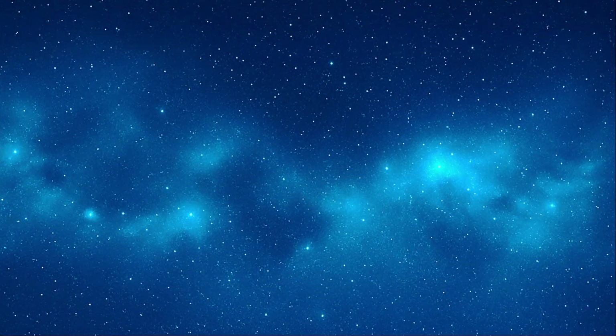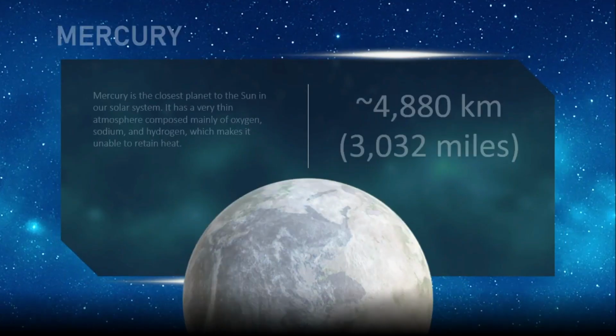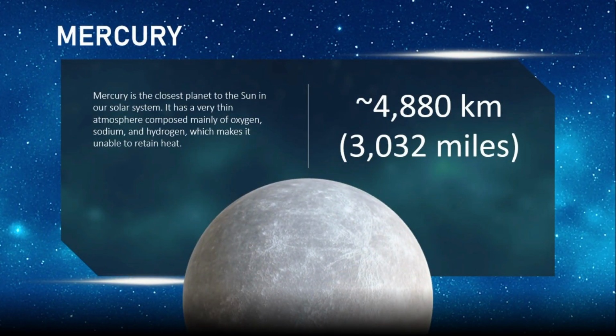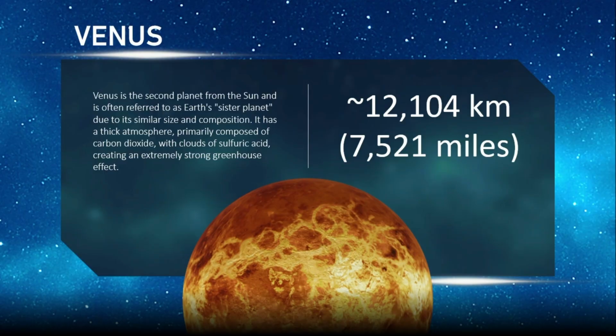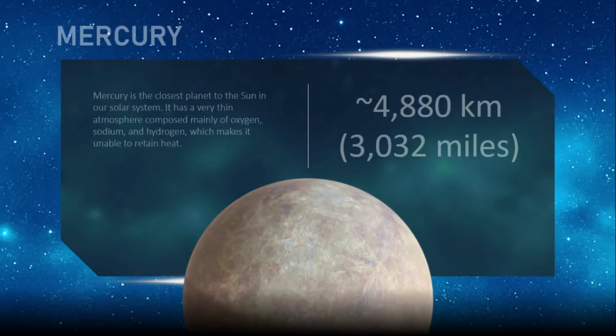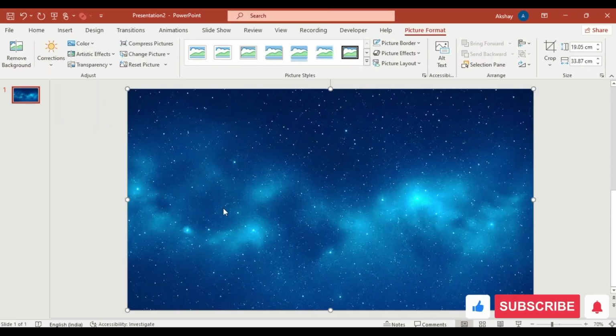Want to turn a boring comparison into a stunning cinematic effect, all in PowerPoint? In this tutorial, we will create a professional animated solar system comparison that looks like it's from a sci-fi movie. Let's get started. First, add a high-resolution universe image as the background.